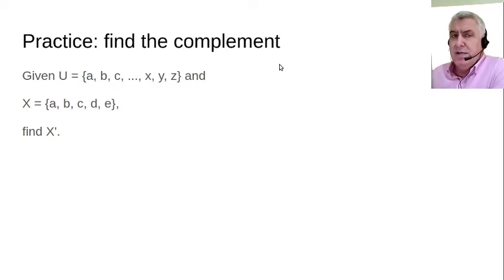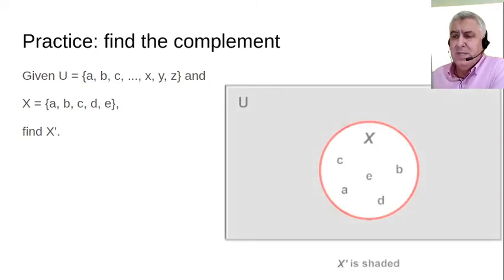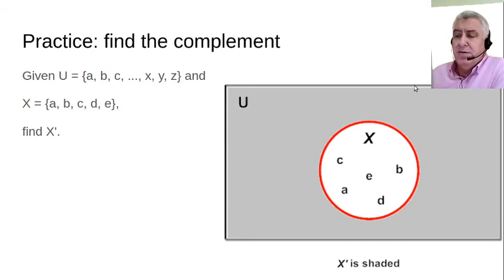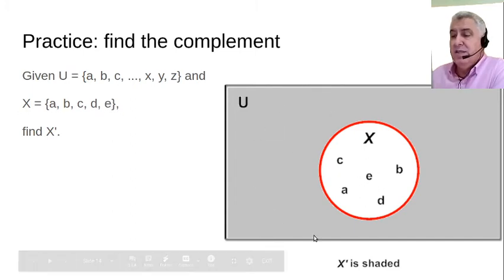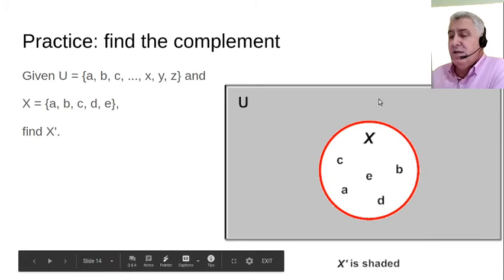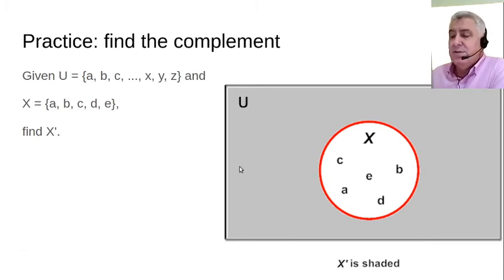So think about what Venn diagram you would draw here. There we go. That's what it would look like. And so this is X, A, B, C, D, E, and then this out here is not X. It's the complement to X. So I want you to go ahead and try to write that down. And remember, you can use ellipses.